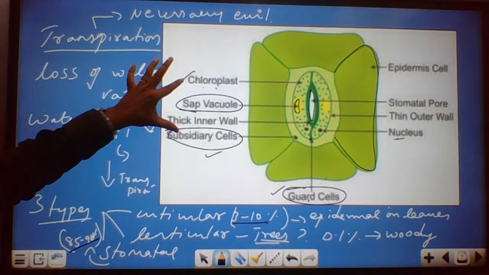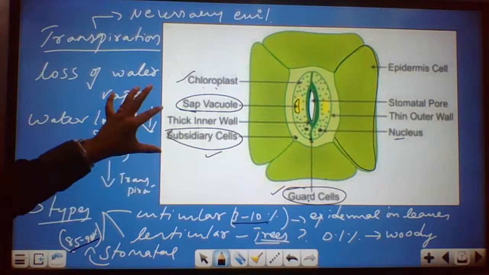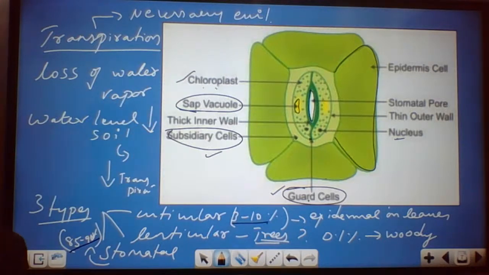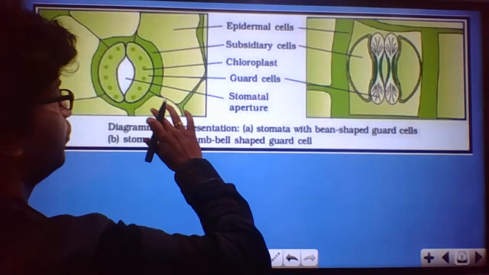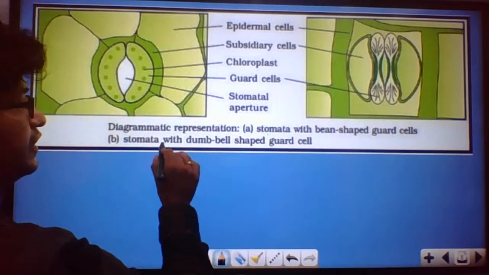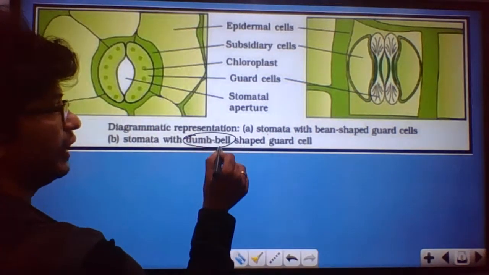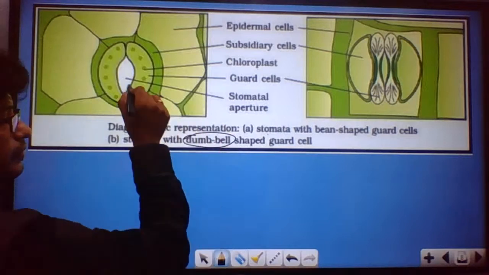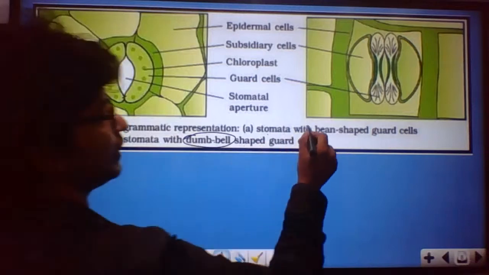You could see in the case of the guard cells and the subsidiary cells. Fine. Okay, we move on to the next topic, the structure of stomata. When you talk about the structure of the stomata, there are two types in monocots as well as dicots: stomata with the bean shape guard cells and stomata with the dumbbell shape. In the monocots you could see the dumbbell shape, whereas in dicots you could see the stomata with the bean shape.